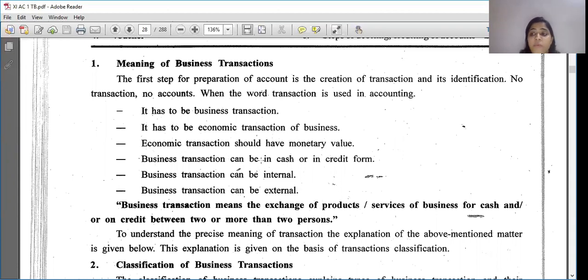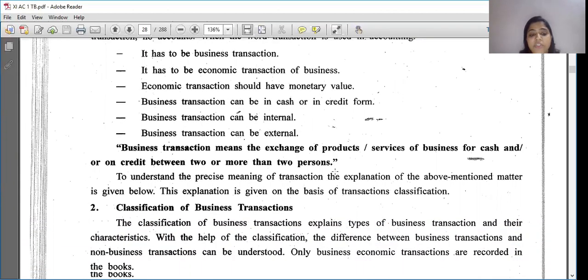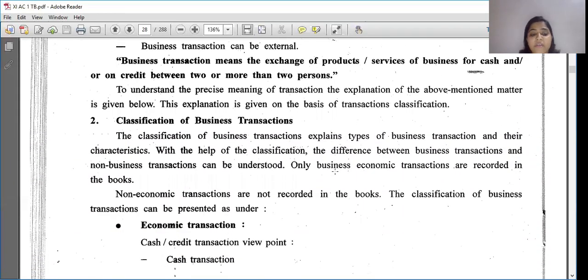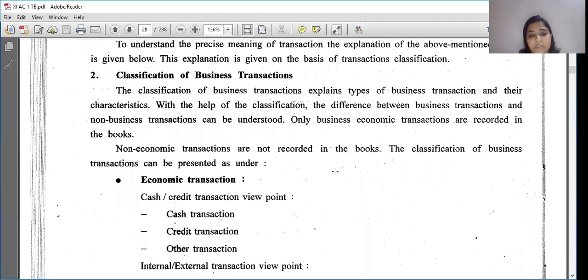economic transaction should have monetary value, the value of the property, the value of the goods should be there, and in cash or credit, that also we had seen. And the transaction can be internal or external also, right? So we had seen this classification of business transaction, your economic transaction and non-economic transaction.